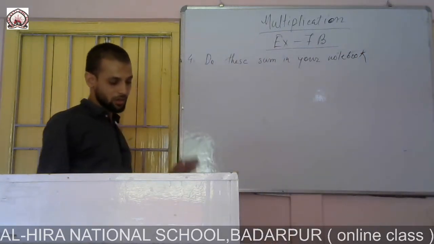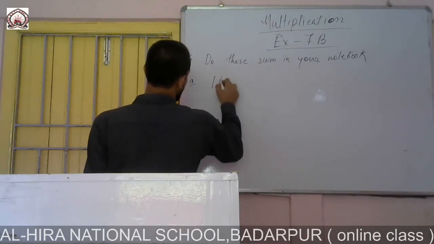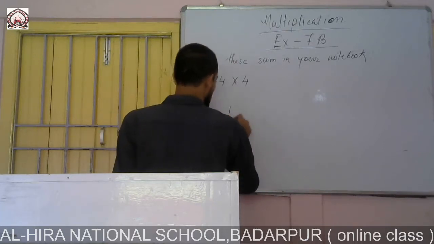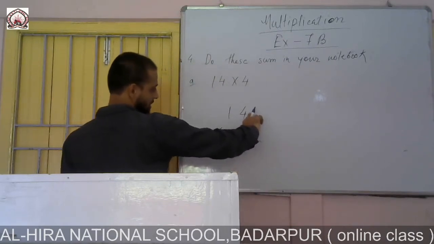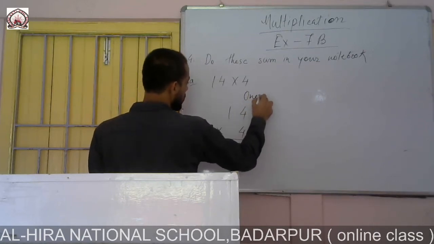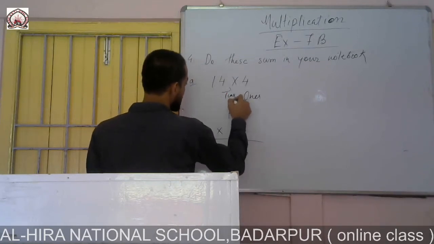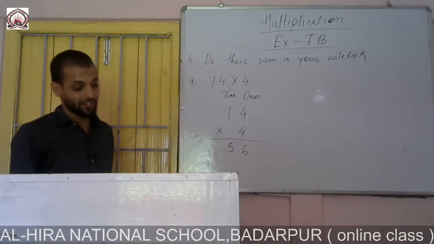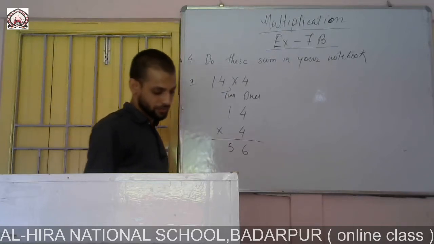Do this sum in your notebook. So from here you will get the first question, that is 14 multiplied by 4. At first you have to arrange, then we have to multiply. So we'll write here 14 multiplied by what? 4. At first you have to multiply 4 into which place? 4 into the ones place. So 4 4s are 16. We will write here 6, and 1 will come to which place? Tens place. Okay, so 4 1s are 4 plus 1, 5. So the answer is what? 50. Sorry, the answer is 56.